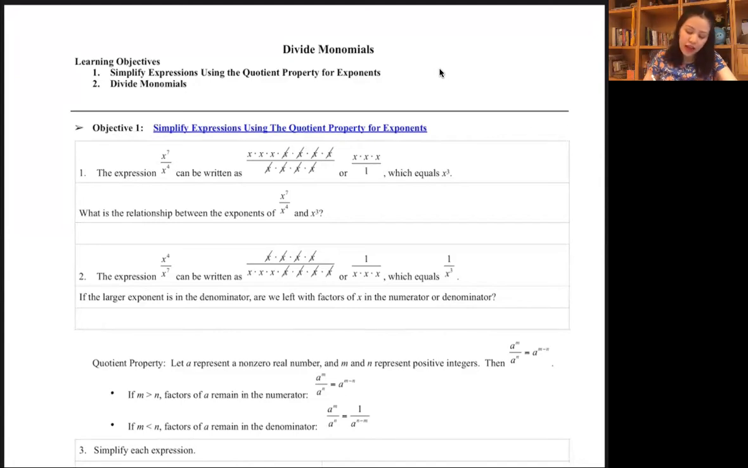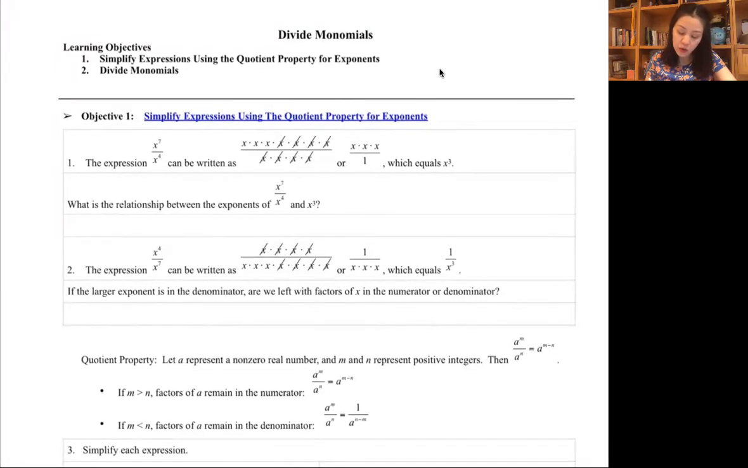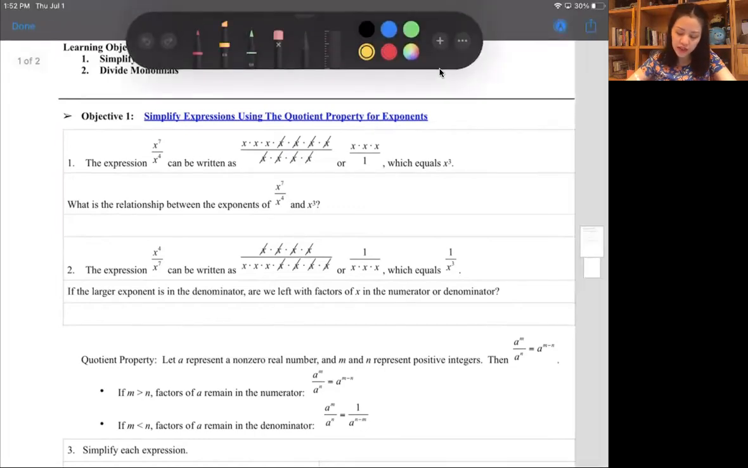If I have the expression x to the 7 divided by x to the 4, I can write this quotient as, for the top, x to the 7, x times itself 7 times, so x times x times x times x times x times x times x. Similarly, for the denominator, I can write out x times itself 4 times. Then we can do some simplification here. I can simplify this x with this x, this x with this x, this one with this one, and this one with this one.